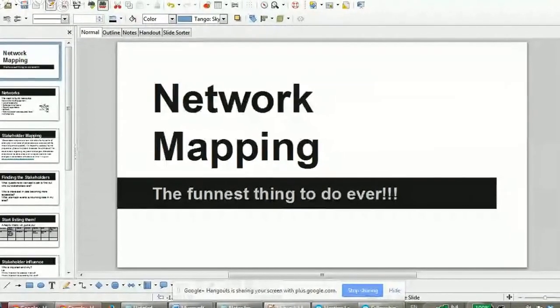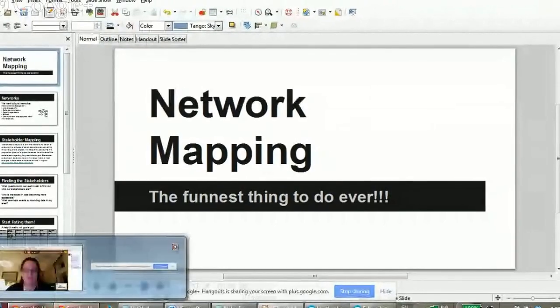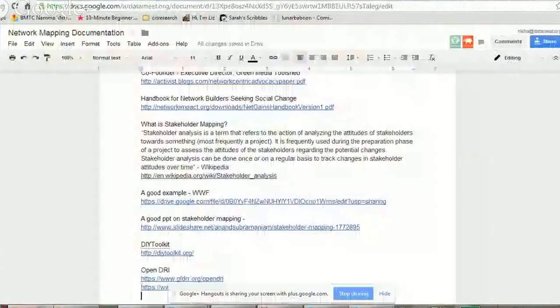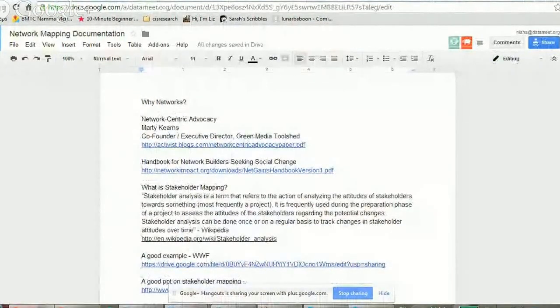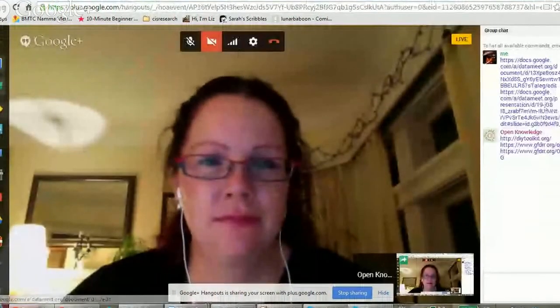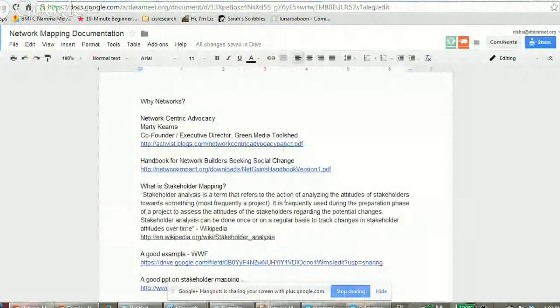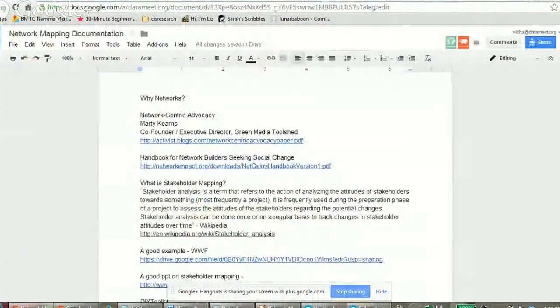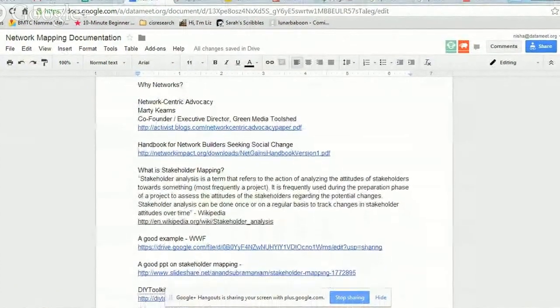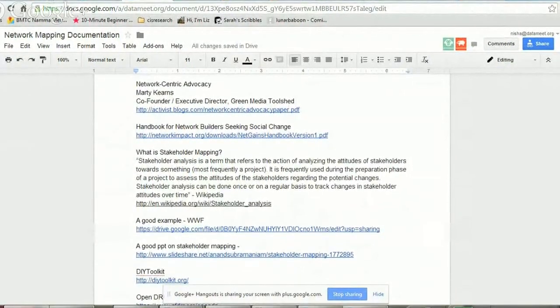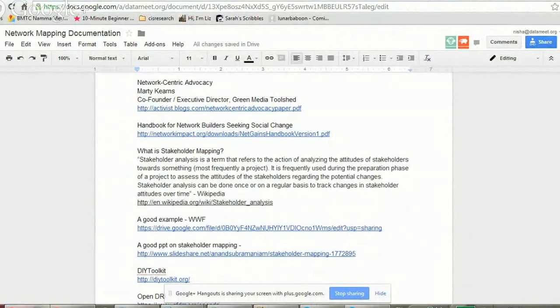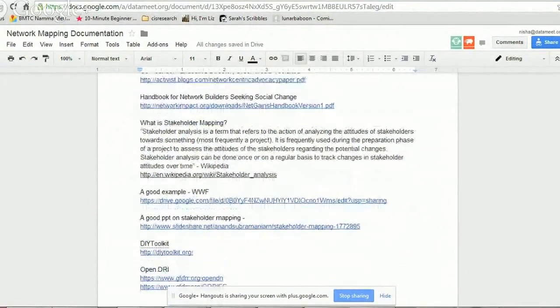So I have also shared some documents here in the Google Drive link in the chat, and you can get some background documents that I have used when I was doing network mapping several years ago. I have gone back to these, and there's also Heather shared a bunch of new tools at the bottom.